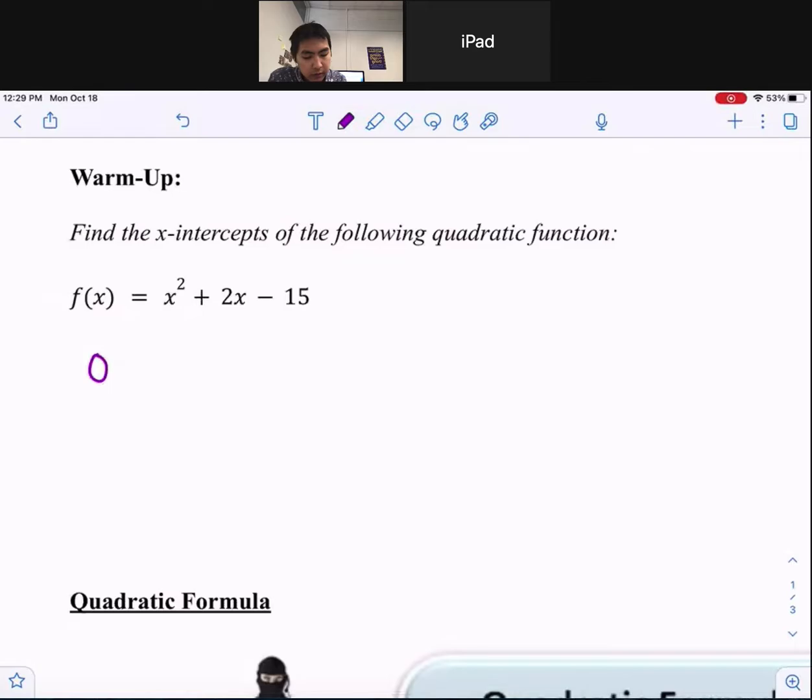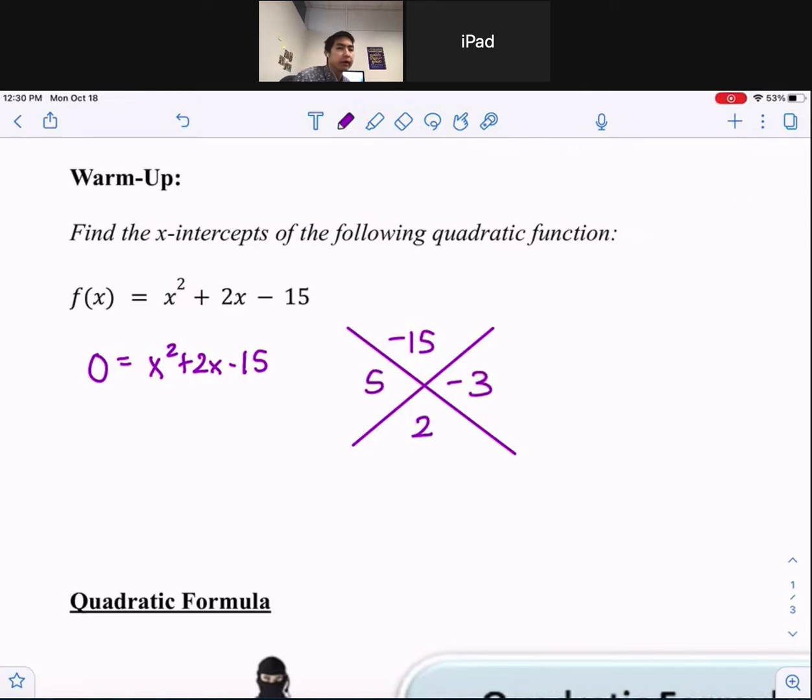Now, in order to solve, you set f of x equal to 0, and then you solve for this. The only way you guys know how to solve for this is by factoring. Negative 15 up top, 2 on the bottom. What times what is negative 15? 5 times negative 3. And when we add those two, it gets you guys 2. Now, here's our factors: x plus 5 times x minus 3.